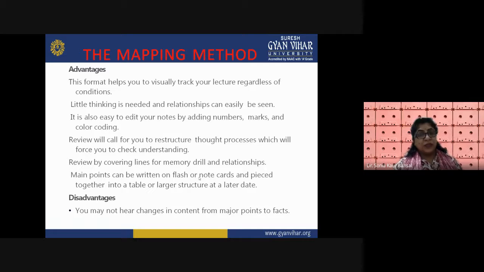And another beautiful advantage we can discuss, that main points can be written on flash or note cards and pieced together into a table or a larger structure at a later date. When I want to edit my mapping method notes, then I can just add a date later on and then review it, and then I can again make that beautiful. So whatever the main points are there, just write on the flash or note cards. You are using that. Okay, this color is denoted to this. This symbol is denoted to this. All the important pieces of information you are arranging on a card or flash card.